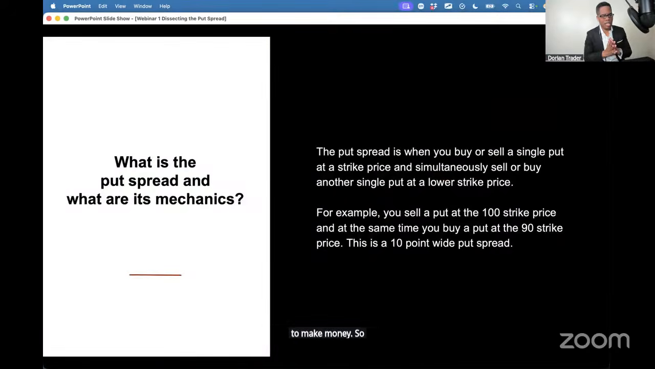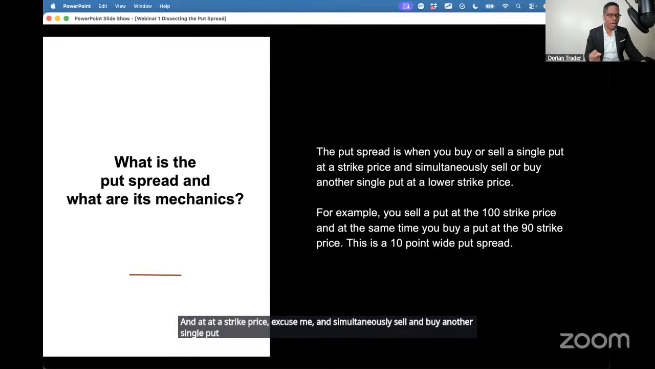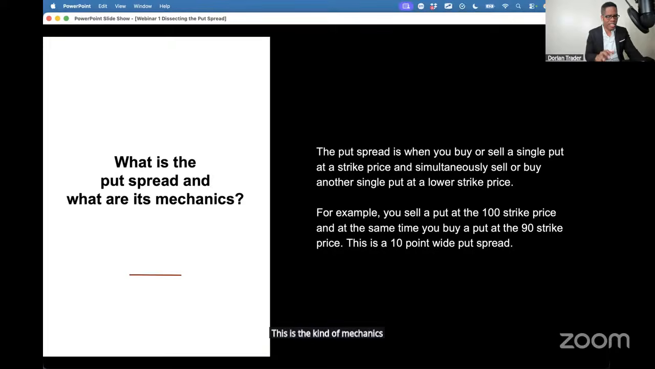So let's jump into this. What is the put spread and what are its mechanics? The put spread is when you buy or sell a single put at a strike price, and simultaneously sell or buy another single put at a lower strike price. For example, you sell a put at the 100 strike price and at the same time you buy a put at the 90 strike price. This is a 10-point wide put spread. These are the mechanics of it.